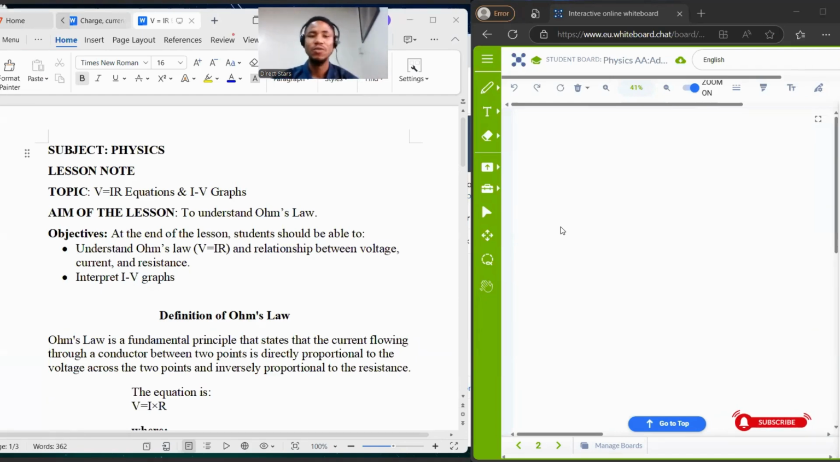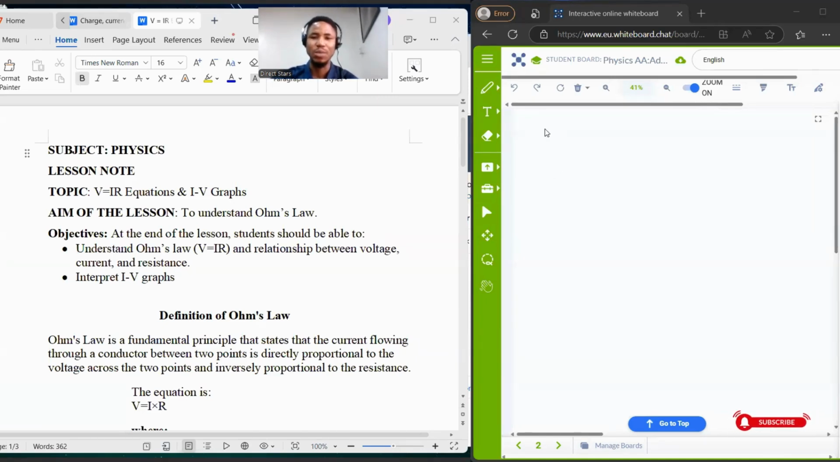Hi there, everyone. Our topic for today is the V equals IR equation and IV graphs. What does that mean? That means the voltage and current equation and voltage and current graphs. The aim of today's lesson is for you to understand what is meant by Ohm's law. The objective is to know the relationship in Ohm's law between current, resistance, and voltage, and to interpret what an IV graph means.